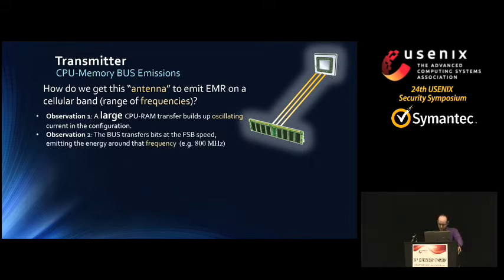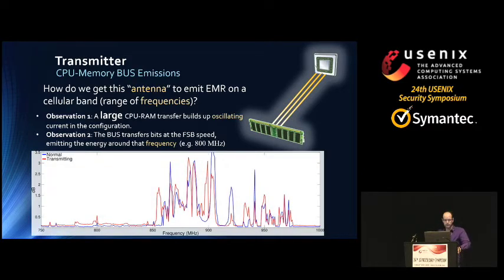The second observation is that motherboards usually run at a clock of about 800 megahertz, which is coincidentally in the range of cellular frequency bands. If you see down below here, we show a plot. In blue is the noise floor, which is basically the RF transmissions from a computer operating regularly. And the red is the amount of energy we receive across the spectrum when we send a large transfer by bypassing the cache. If we highlight where the cellular technologies operate, we can see that LTE, GSM, and UMTS all fall in these ranges, and therefore it's possible, not just on GSM, to receive these signals on other cellular technologies as well.